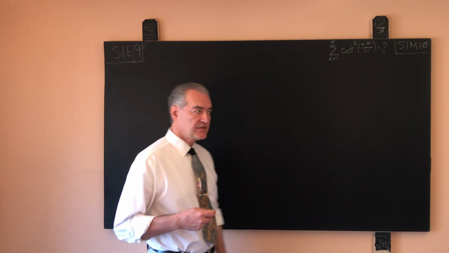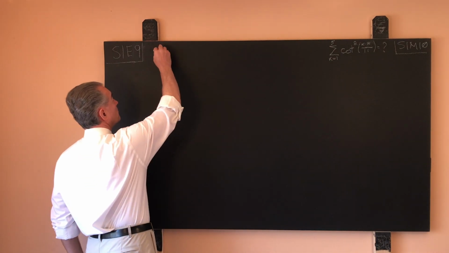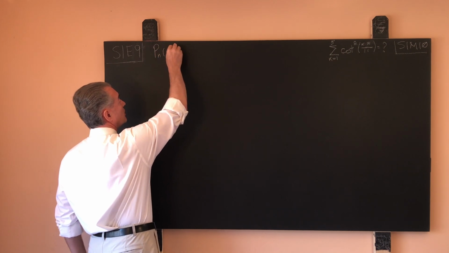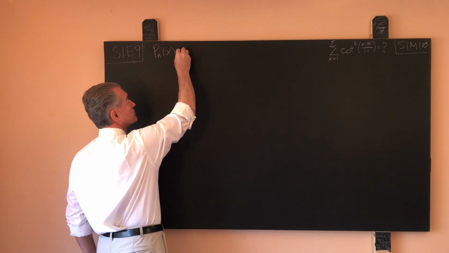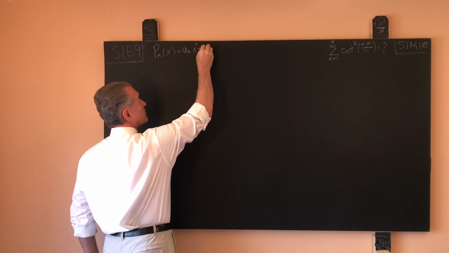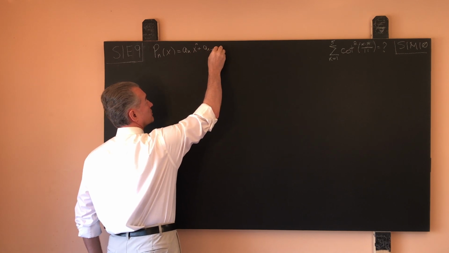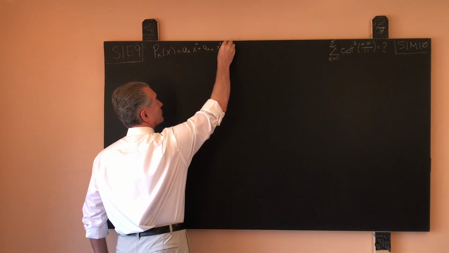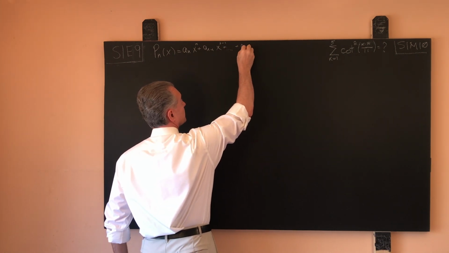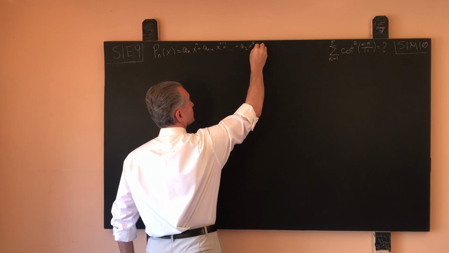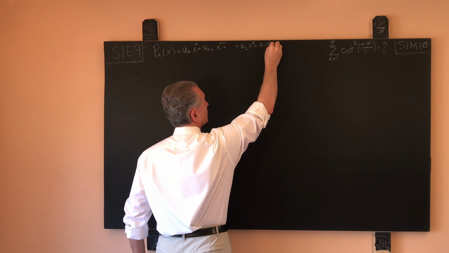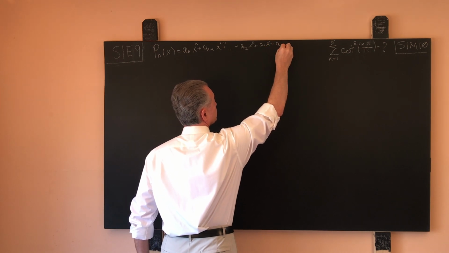As such, let us say that we manage to come up with a polynomial in a single variable x that has the following shape: a sub n, x to the nth power, plus a sub n minus 1, x to the power of n minus 1, plus so on, plus a sub 2, x squared, plus a sub 1, x, plus a sub 0.